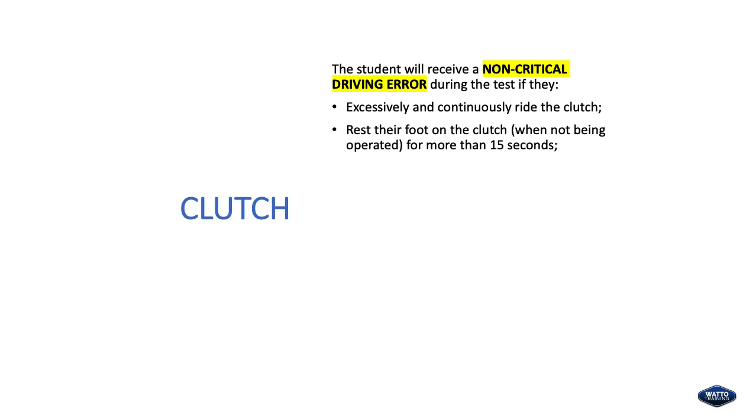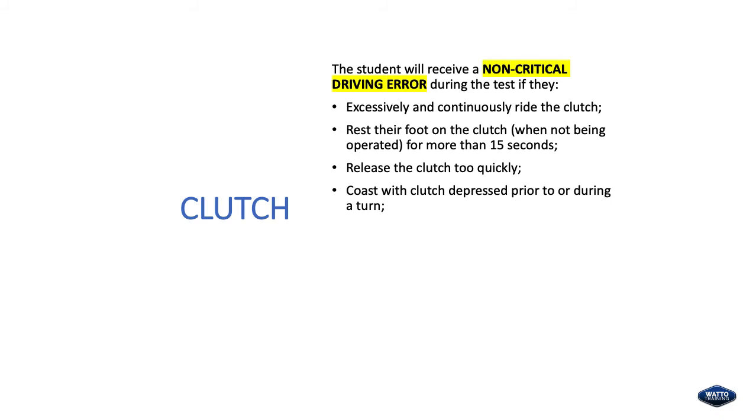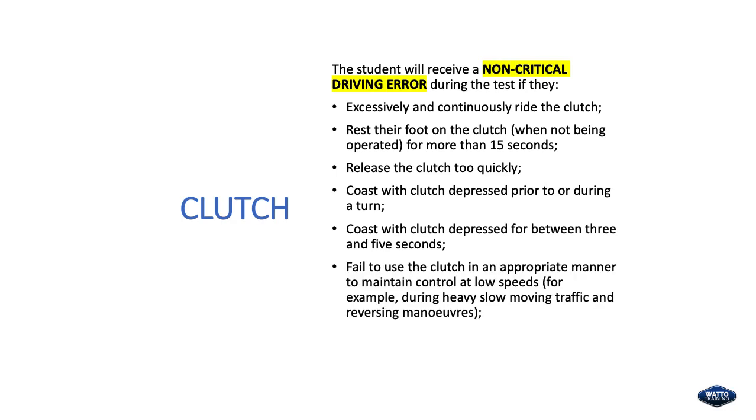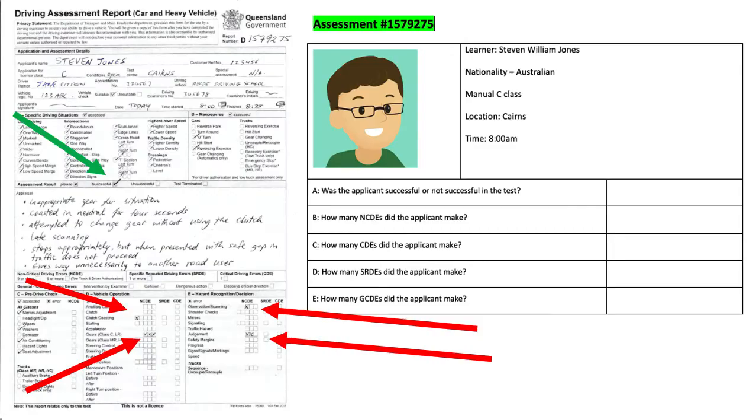The student will receive a non-critical driving error during the test if they excessively and continuously ride the clutch, rest their foot on the clutch when not being operated for more than 15 seconds, release the clutch too quickly, coast with clutch depressed prior to or during a turn, coast with clutch depressed for between 3 to 5 seconds, fail to use the clutch in an appropriate manner to maintain control at low speeds, for example, during heavy slow-moving traffic and reversing maneuvers, or operate the clutch incorrectly.